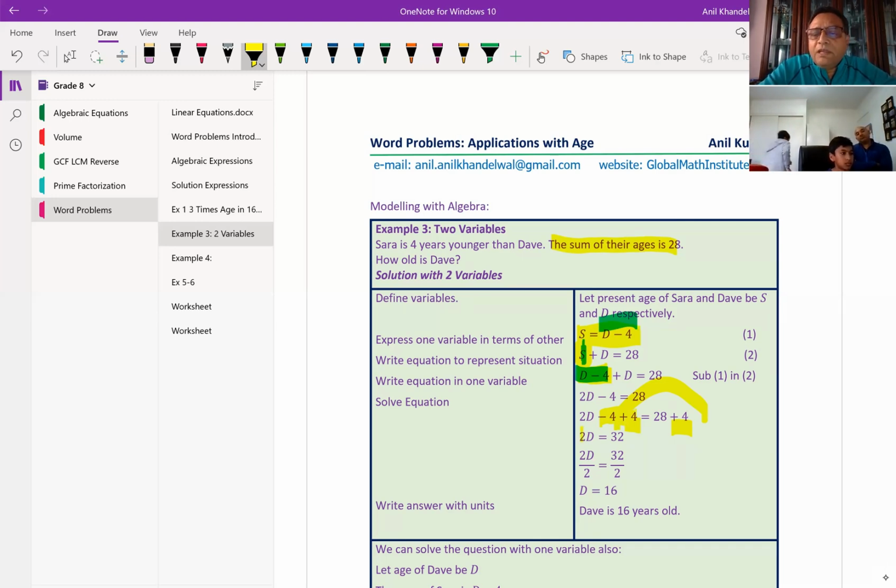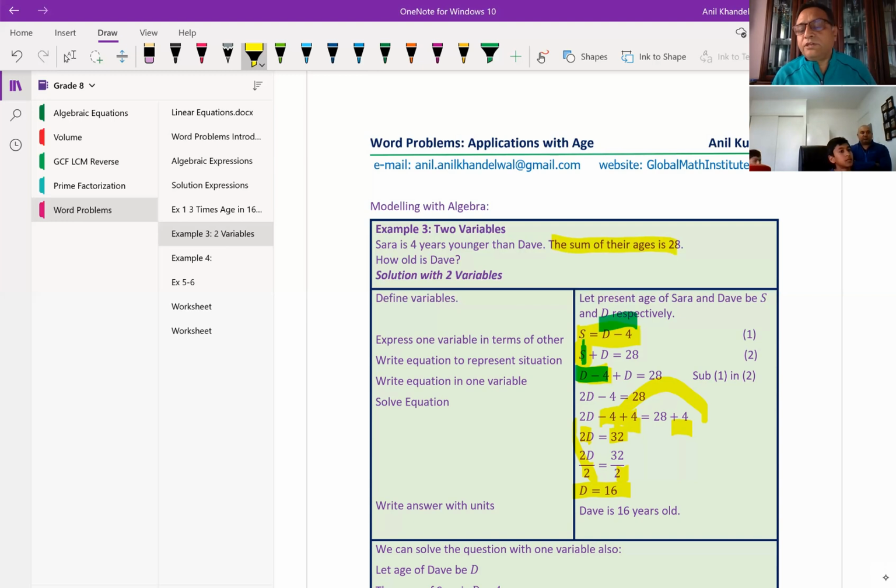Once we add 4 on both sides, the minus 4 and 4 cancel. We got 2D, and on the other side, 28 plus 4 is 32. So now we have to solve 2D equals 32. I divide by 2 on both sides, cancelling the 2s, and we get D equals 16 as our answer. We want to find how old Dave is. Dave is 16 years old. That's it. Correct? Now, if the question was, how old is Sarah?